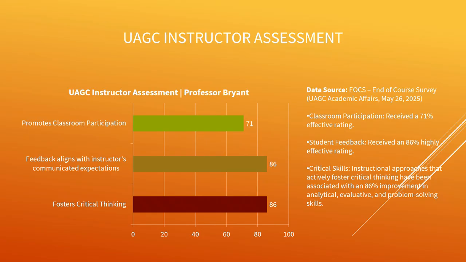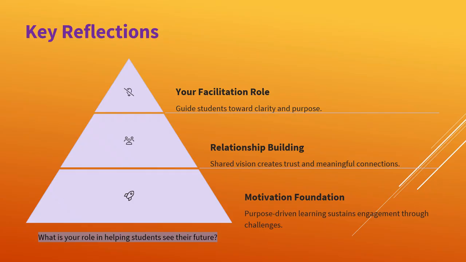UAGC Instructor Assessment. Based on end-of-course survey data for Professor Bryant in May 2025, 71% effectiveness rating in classroom participation, 86% highly effective rating in student feedback. 86% of students said their course fostered critical thinking and problem-solving.